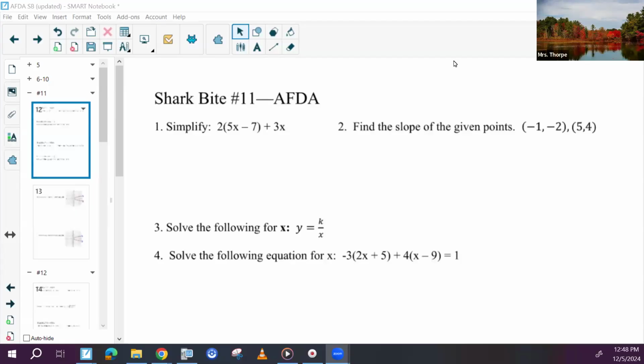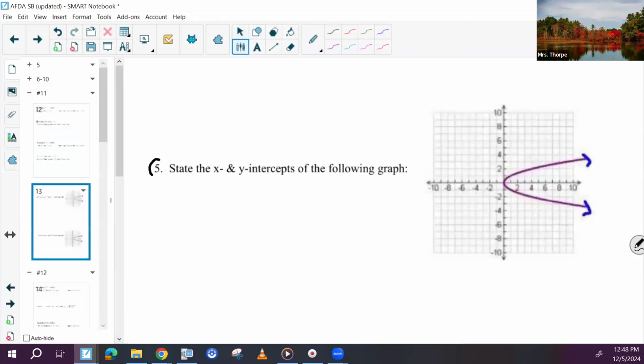Okay, what questions on the shark bite do we want to see? Show me on your hands. One. I see some fives. And three. So we'll do 1, 5, and 3.